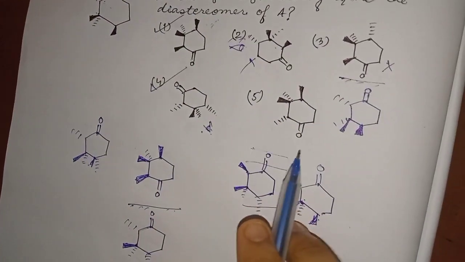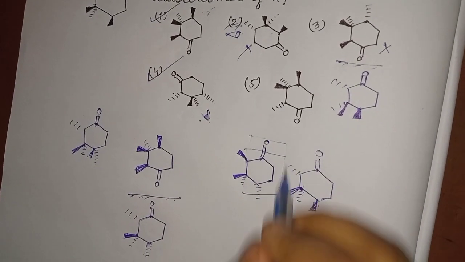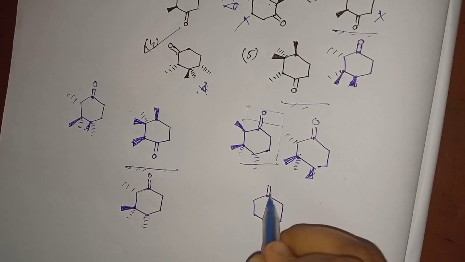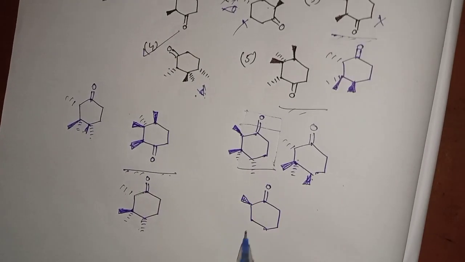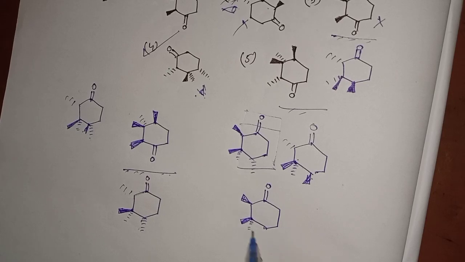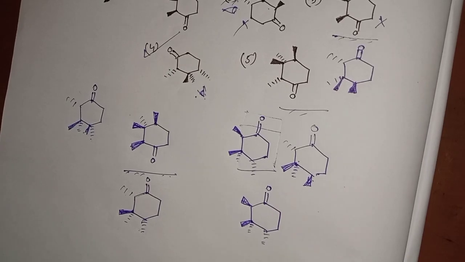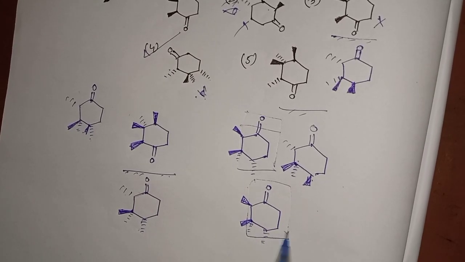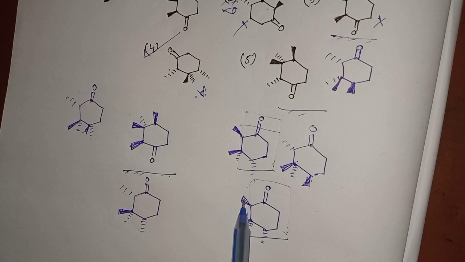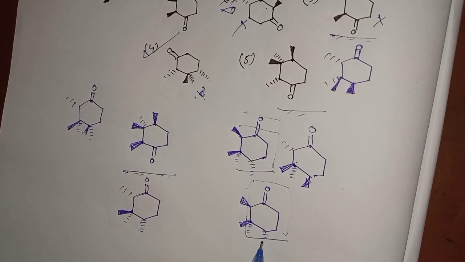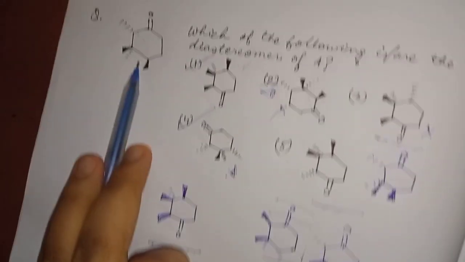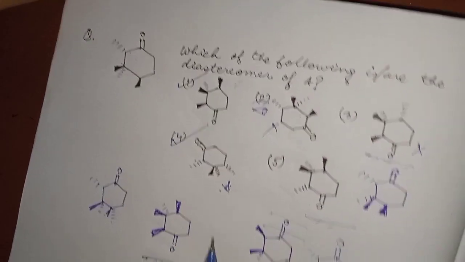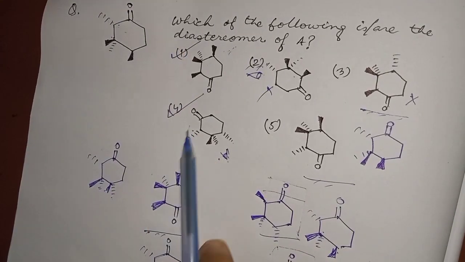Now analyzing the fifth option, taking the mirror image and then reversing the groups, you will get something like this. So if I reverse the groups, now same thing, consider a plane like this and take its mirror image. So this group was initially above the plane, it will go below, this group was below the plane, it will come above, and we get the same compound which is mentioned. So this is the enantiomer. So the correct answer for this question is option number 1 and option number 4.